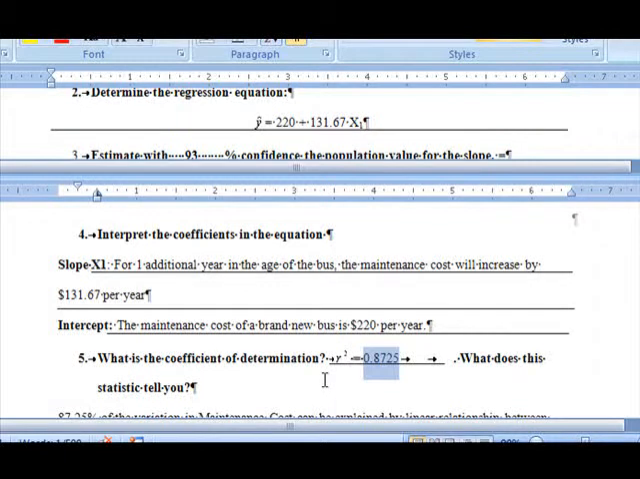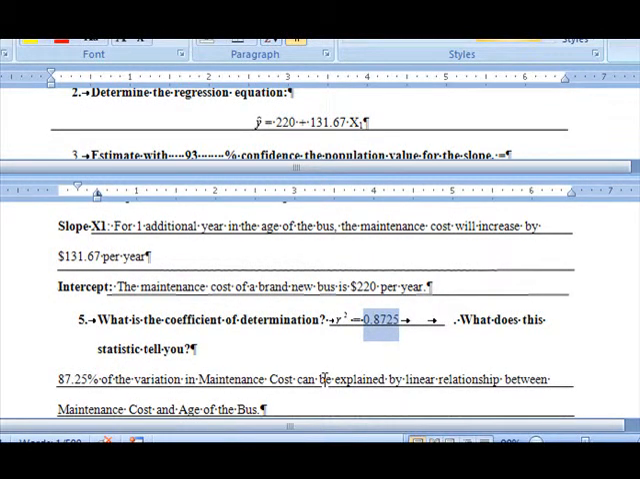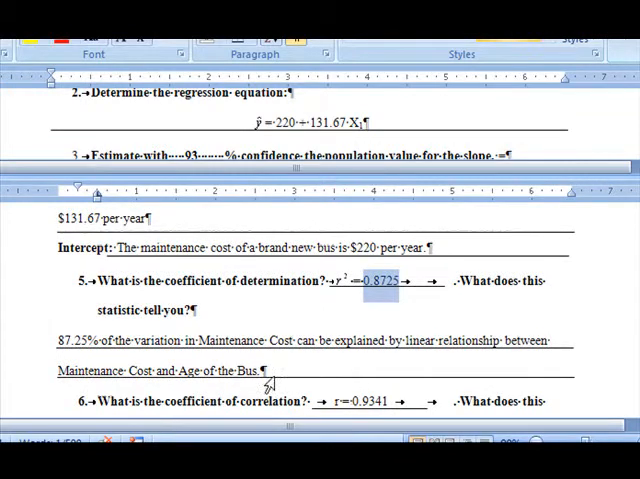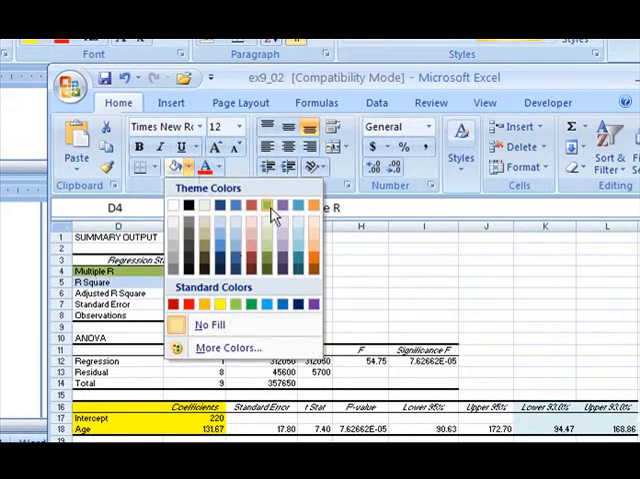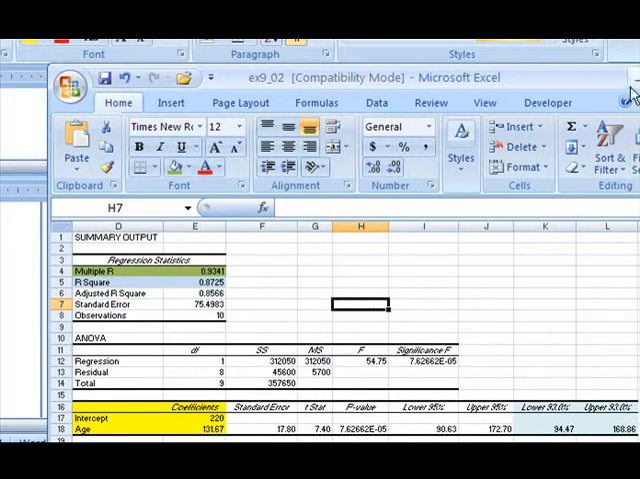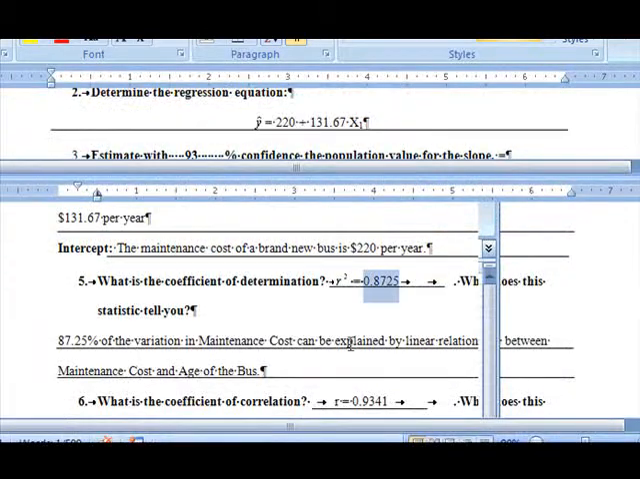87.25% of the variation in maintenance cost can be explained by the linear relationship between maintenance cost and age of the bus. In other words, you are explaining 87.25% of the variation in maintenance cost with the variation in your age of the bus. So it's a pretty good model just with one variable. Then let's look at the correlation coefficient, which is coming from where it says multiple r. The multiple r is the correlation coefficient, and it's always this one for the simple regression, and that is 0.9341.